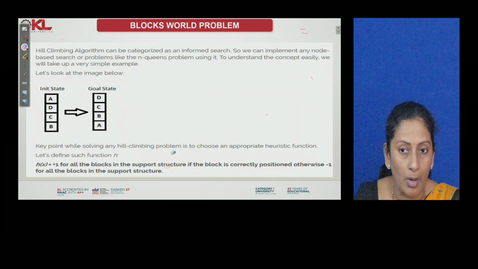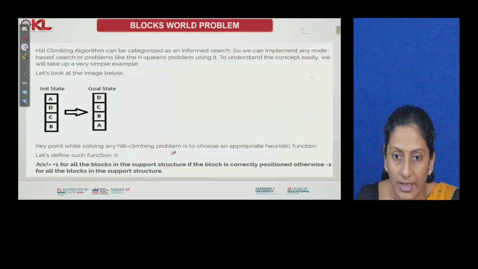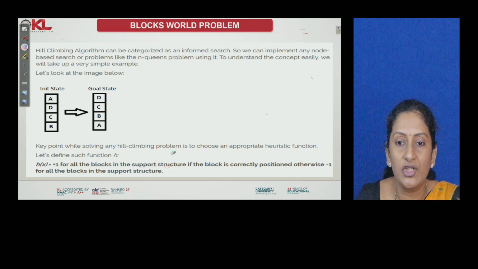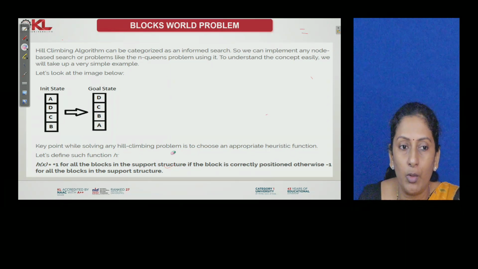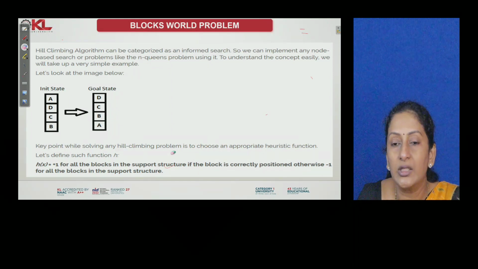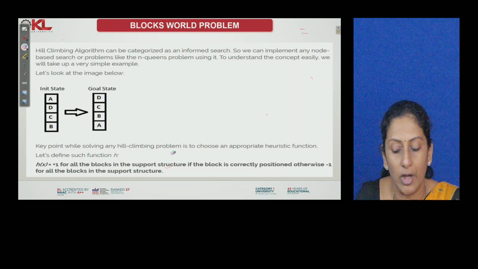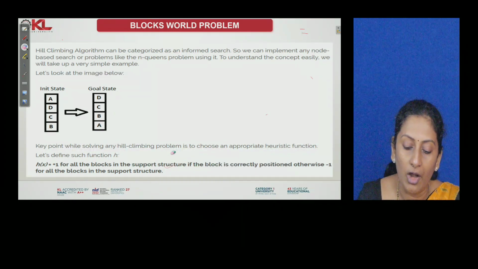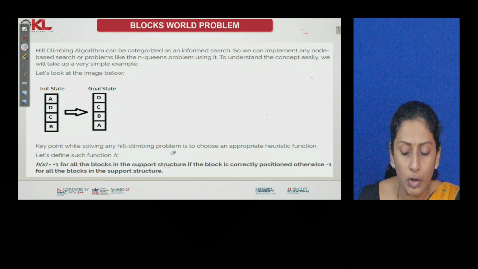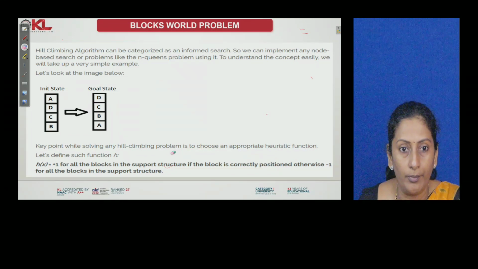If the supporting structure is correctly placed for each of the blocks, I will add +1. If the supporting structure is wrongly placed for each of the blocks, I will subtract 1, and I consider these values of all the blocks. I will sum them up and consider that as my heuristic value, right? Now we will go to the solution of the entire problem.